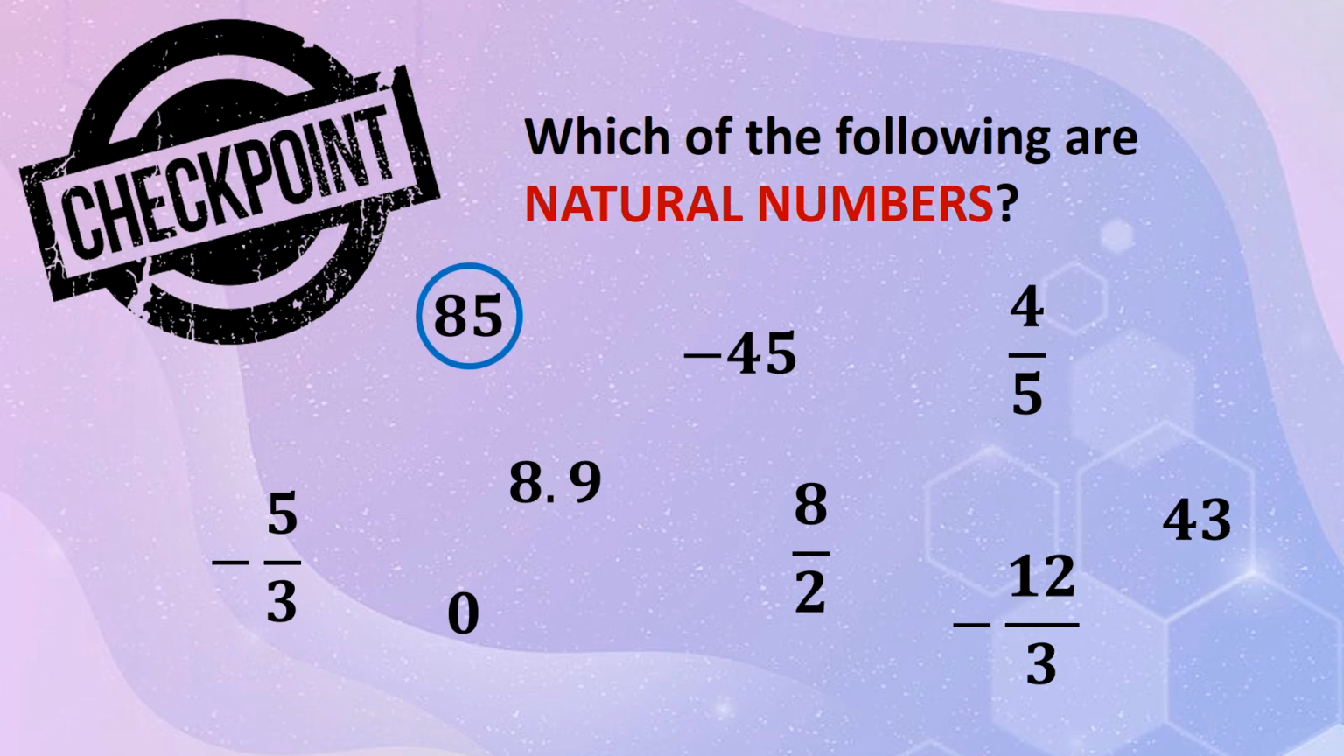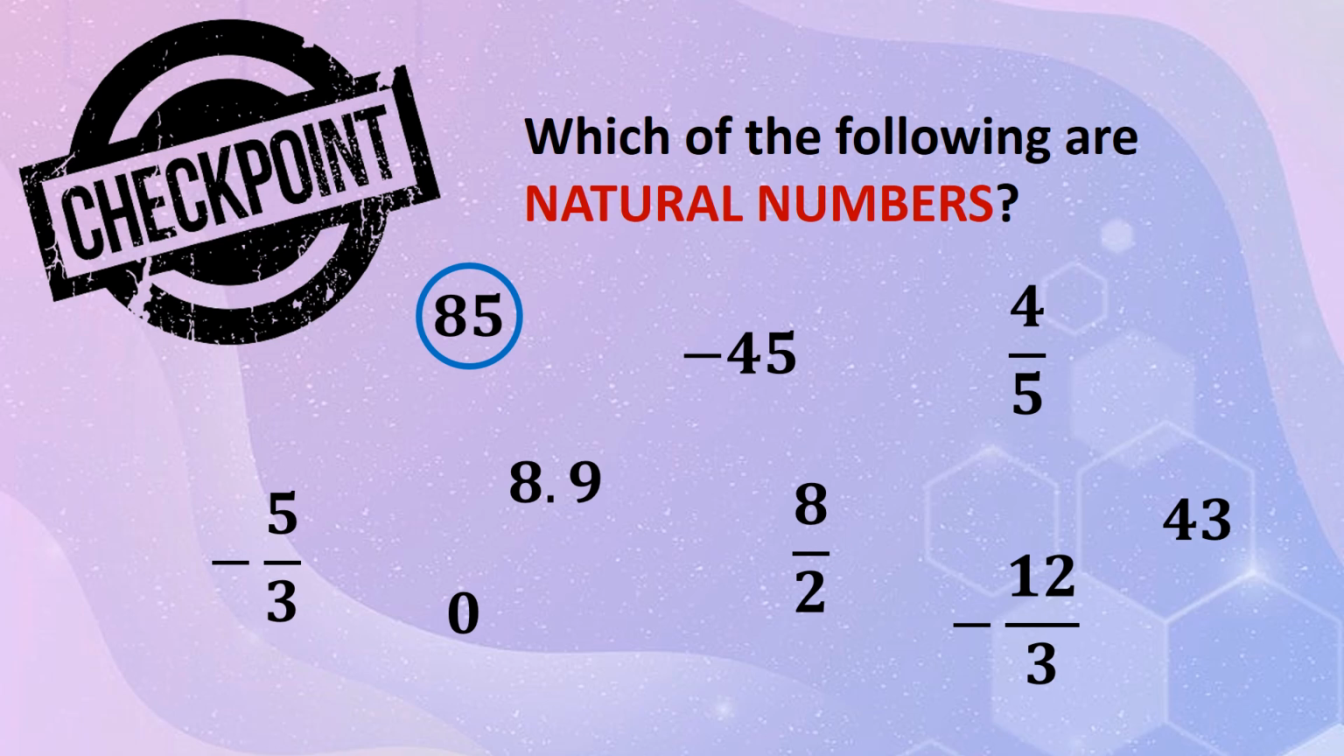Now, look at the second number. Negative 45. Can you count negative 45 times with your fingers? We cannot. Fingers can never count a negative number. So in this case, this is not a natural number. And now look at the next one, 4 over 5. Is 4 over 5 a natural number? If you do division, you will get a decimal number. So in this case, 4 over 5 is also not a natural number.